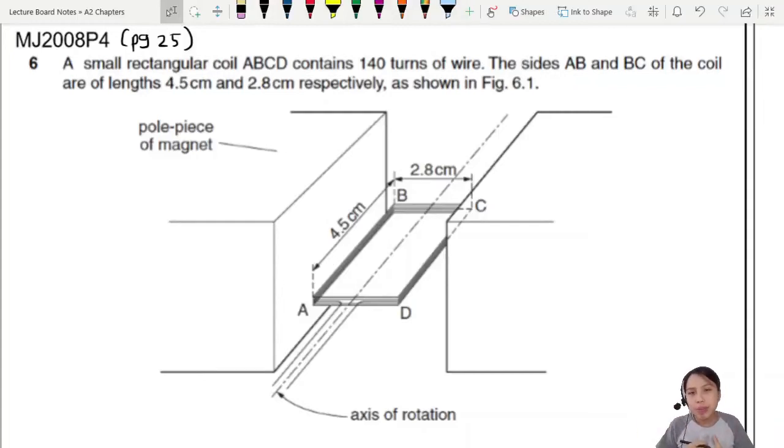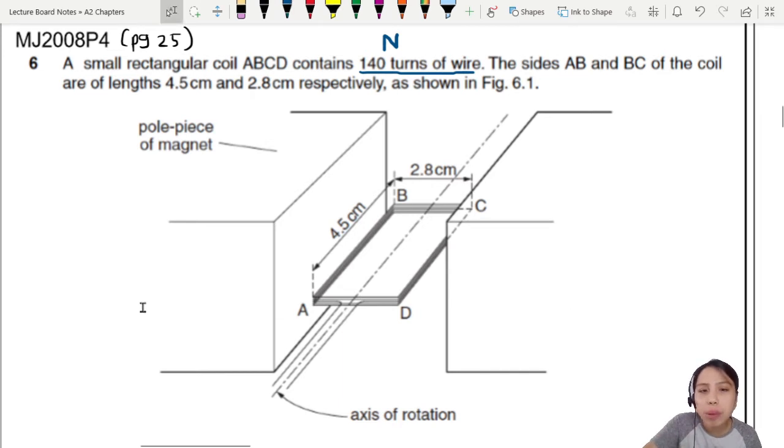Let's start off the chapter with something a little bit more familiar. This is an old question, MJ08 paper 4. Now you have a small rectangular coil that has 140 turns of wire. They should label that N already, N for the number of turns. It will be useful later. The sides A, B, C, D are length 4.5, 2.8 as shown.